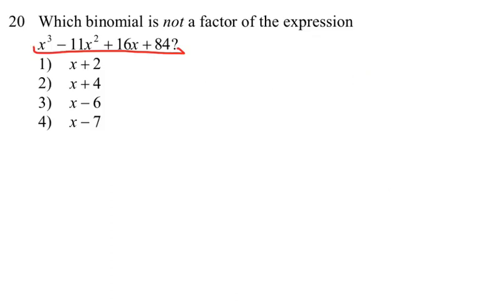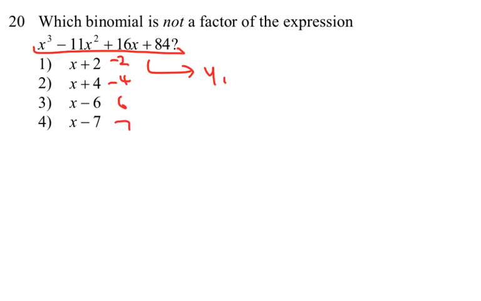All right, let's look at number 20. Which binomial is not a factor? So what we can do is we can use the remainder theorem. So what I have done was I'm putting that into y sub 1 and noting that these are the test values, -2 for the first one, -4 for the second one, and then 6 and 7.